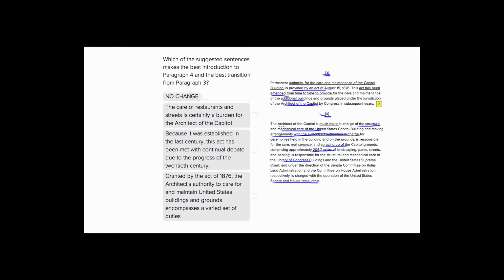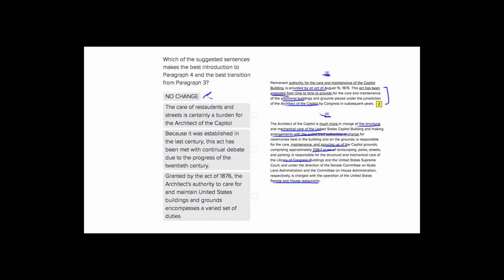Our first choice is to have no change, so to insert no sentence. And it's a little bit weird because even describing these two paragraphs, you can sense the change between the sentence talking about an act that places it under the jurisdiction of the architect, and then we just immediately start talking about the architect's roles in structural and mechanical care. So there's just really no transition. It's a very abrupt change. So we want to look for something better. So let's get rid of this one.